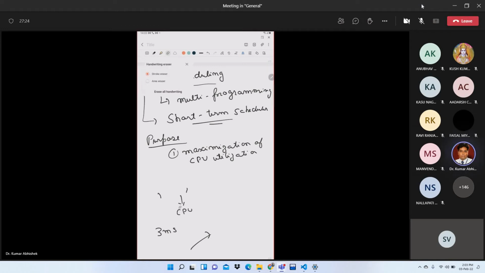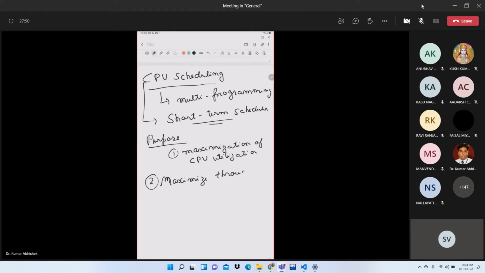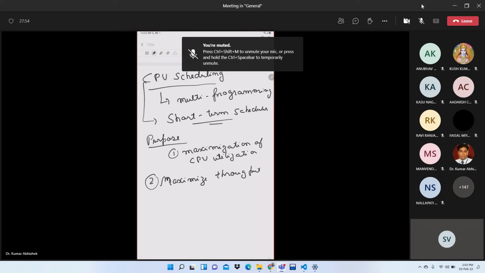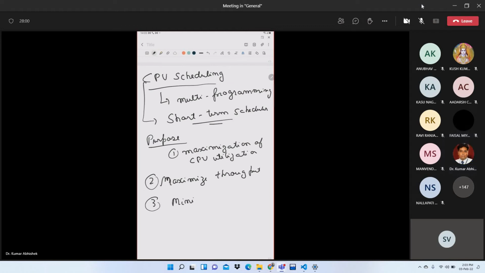So this is CPU utilization. Next, there should be minimum turnaround time, minimum waiting time, maximum throughput, minimum response time, minimum waiting time. There should be minimum TAT, all these things.